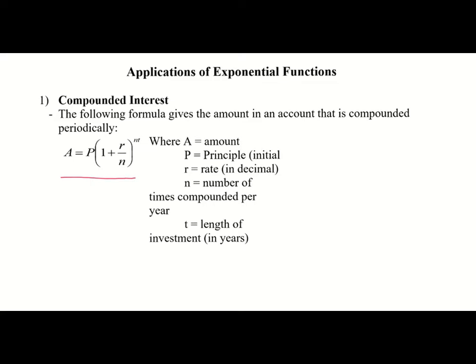So if I put $500 in, that would be P, times 1 plus the rate, which is your percentage that you're earning in the account in decimal form, divided by N, which is the number of times it is compounded per year. And that is all raised to the NT power, where N again is the number of times compounded per year, and T is the length of investment, which you always want to put in years. The hardest part here is making sure you have the numbers in the right spot, and then you follow order of operations to calculate it.